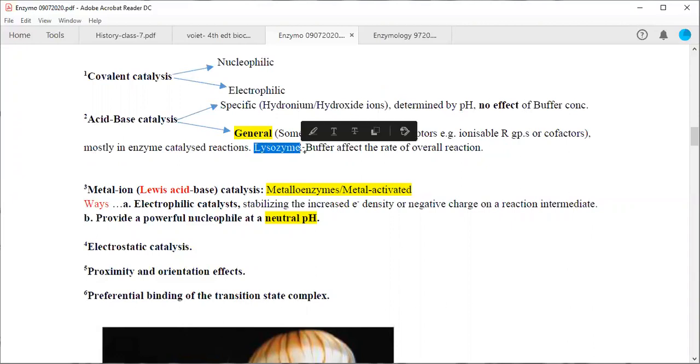Lysozyme is actually an example of this general class. Sorry, actually I discussed that in the covalent catalysis. Buffer affects the rate of the overall reaction. So this is the main difference between the specific and general classes. In specific, buffer has no effect over the enzyme catalysis, but in general acid-base catalysis, buffer is going to affect the overall rate of the reaction.